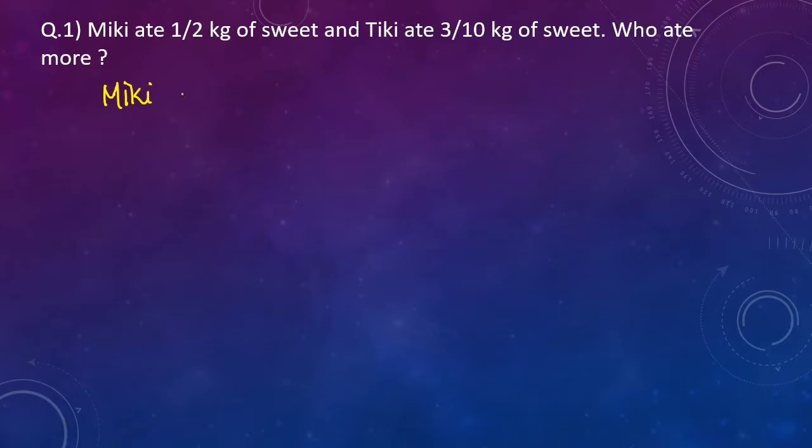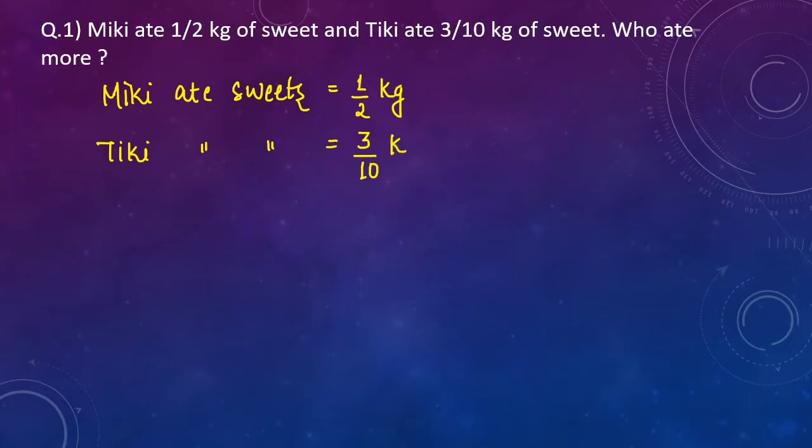So, Mickey ate sweets equals 1 by 2 kg. Tikki ate sweets equals 3 by 10 kg. We have to find out who ate more. That means we have to compare these two fractions. So 1 by 2 and 3 by 10.